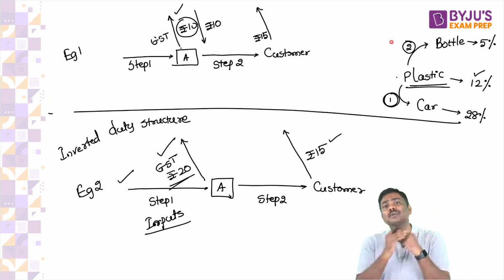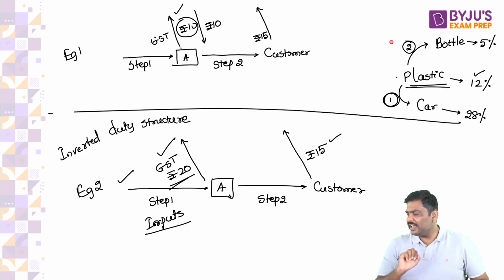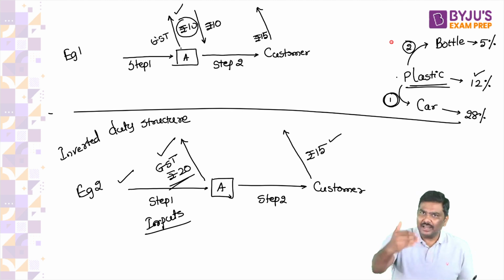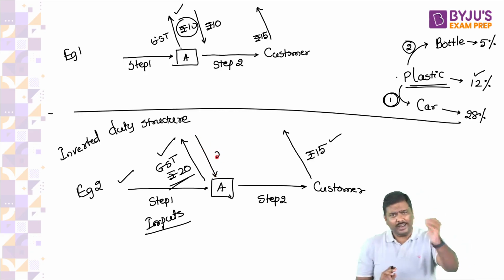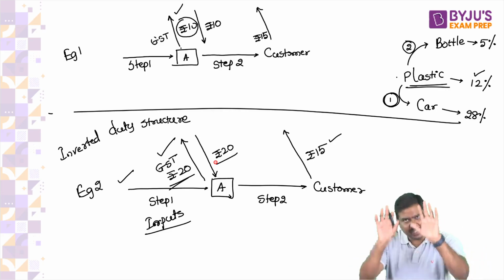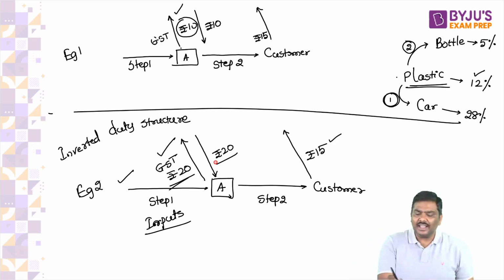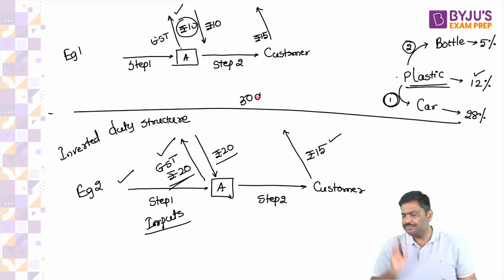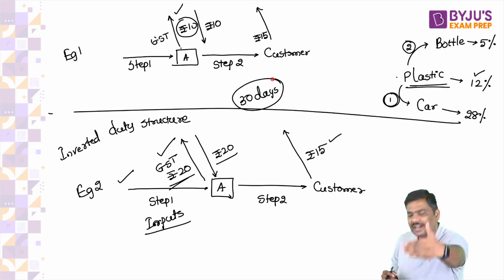Now, what is the problem with inverted duty structure? What is the issue? Follow this very carefully. In the first step, you will get input tax credit of 10 rupees. In the second step, you will get input tax credit of 20 rupees. I'm not saying the government will not give it. I'm saying the government will give ITC in both the cases. But what if the government takes 30 days to provide that input tax credit to you?